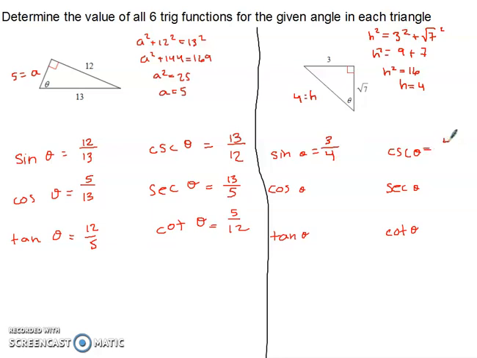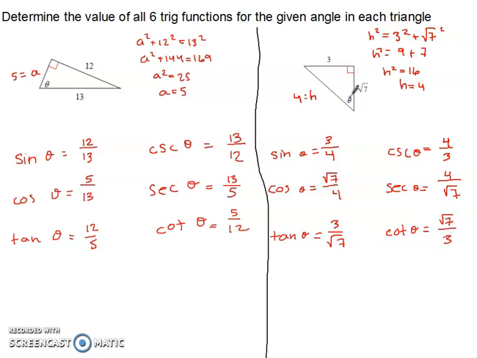Cosecant is the hypotenuse, which is 4, over the opposite, which is 3. Cosine is adjacent over my hypotenuse, and secant is the reciprocal, so 4 over the square root of 7. Tangent is opposite, which is 3, over the adjacent, which is the square root of 7. And cotangent would be the reciprocal, so square root of 7 over 3.